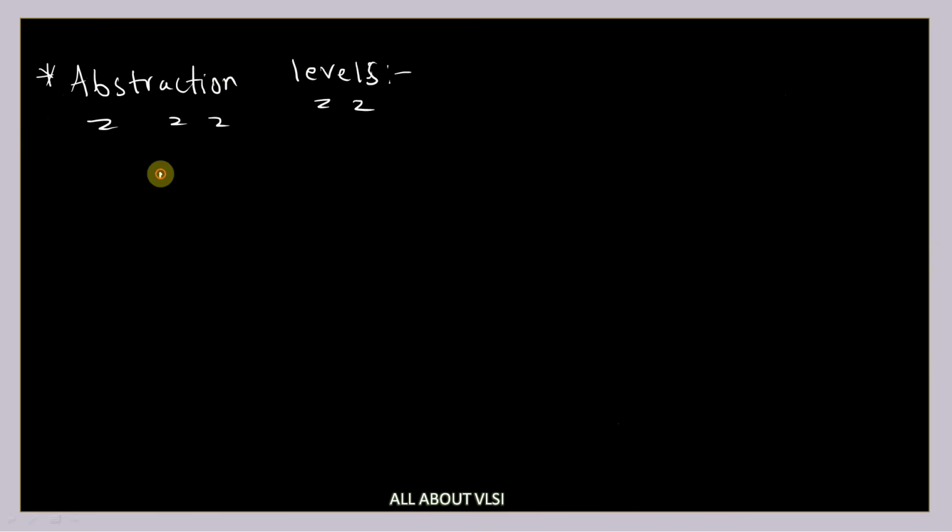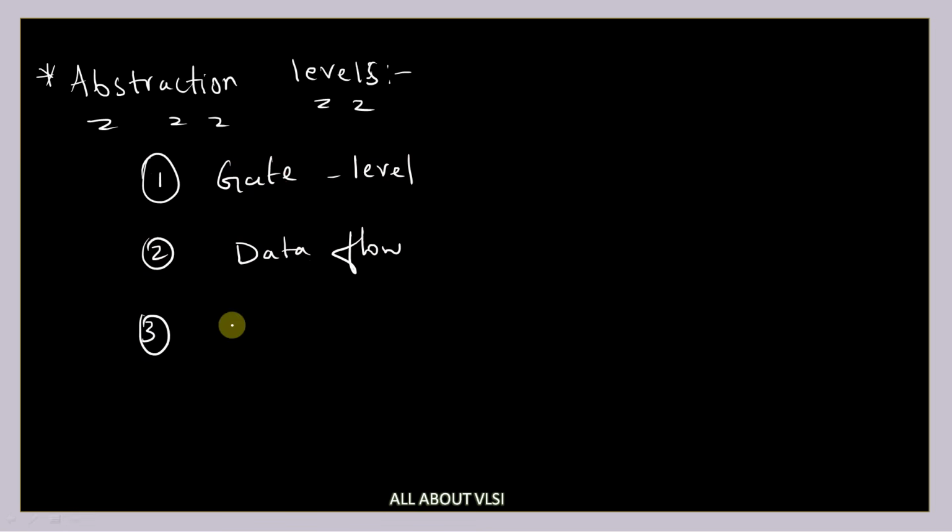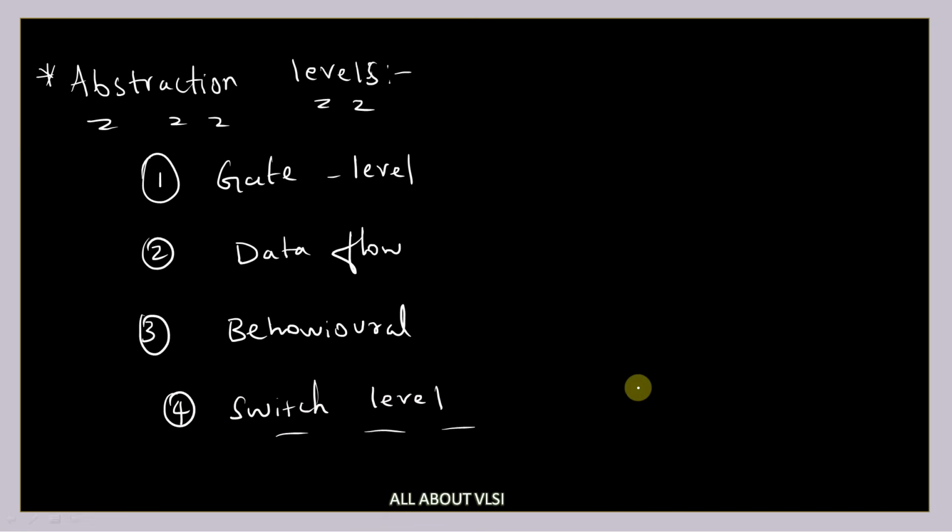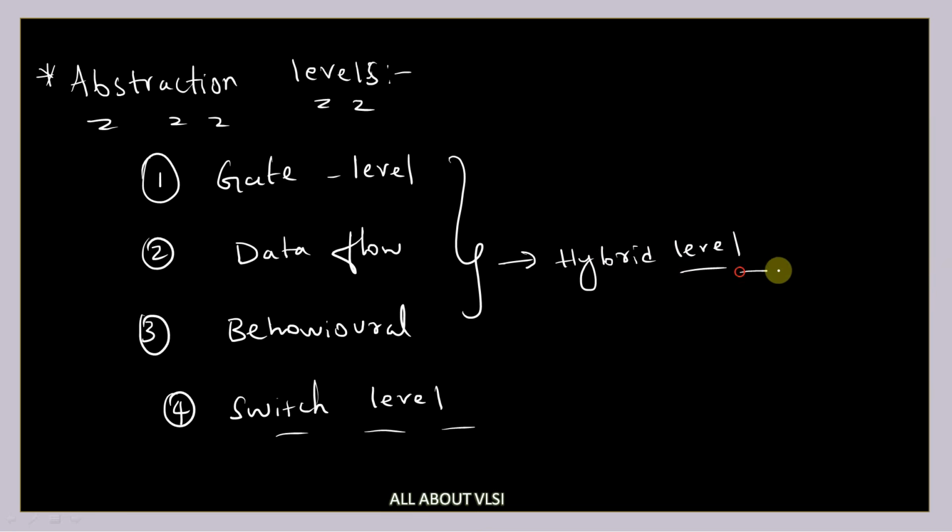The very first type of abstraction level which we are going to have is gate level abstraction, the second one is data flow, the third one is behavioral, and the fourth one is switch level. So these are the four types of abstraction levels we have in Verilog coding: gate level, data flow, behavioral, and if we use these three together, then it is a hybrid model. No need to remember all these names. This is just for reference.